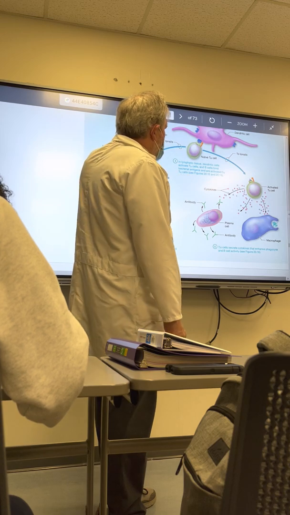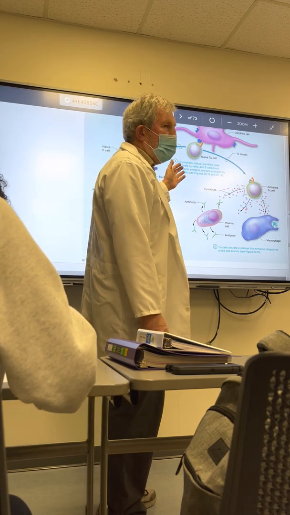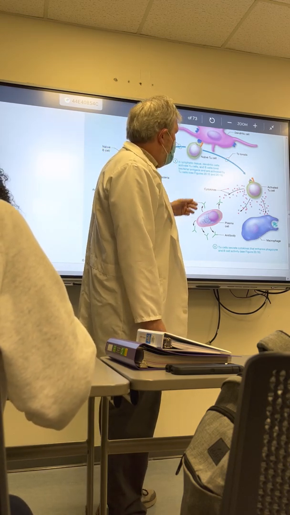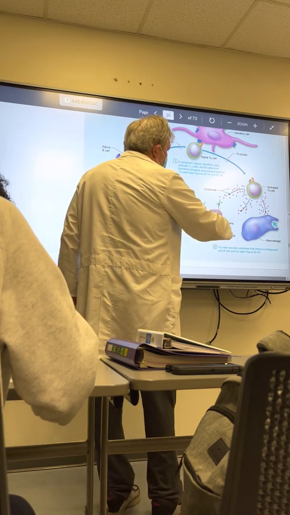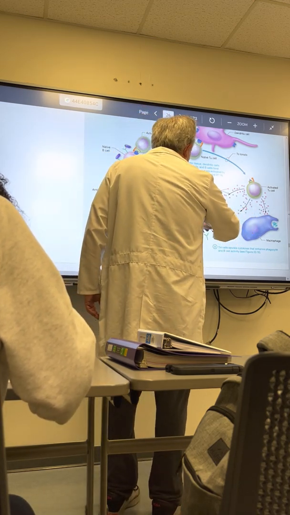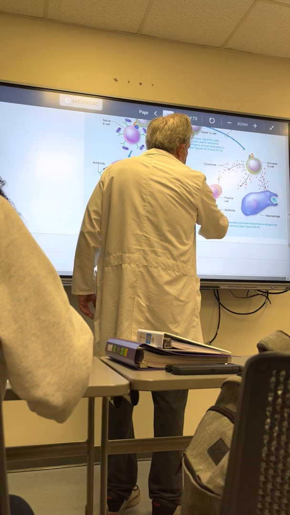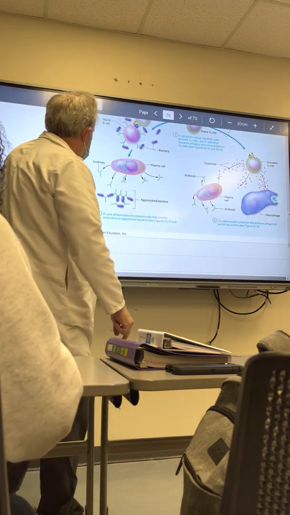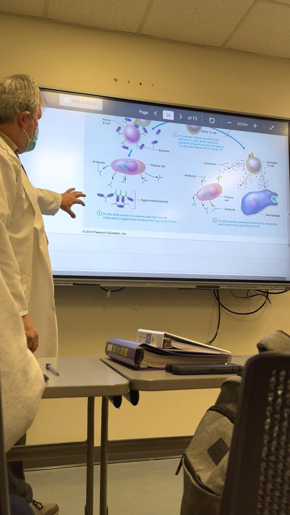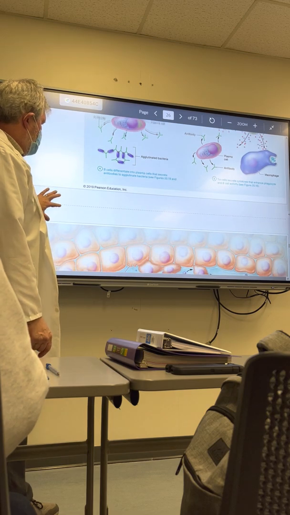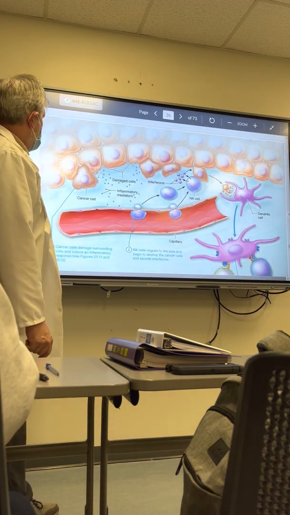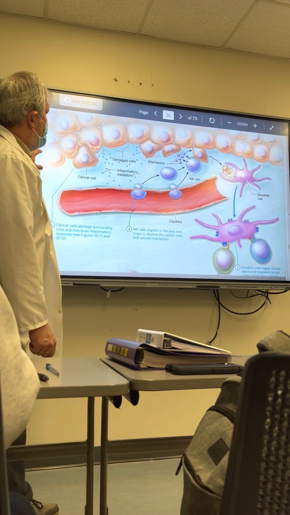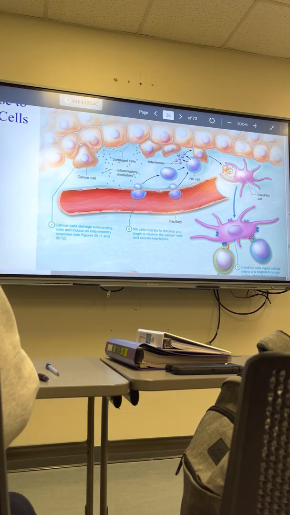But the rest of it looks the same. We take our naive cells, activate them to become activated cells, activating plasma cells, macrophages here. Let me get that smaller.